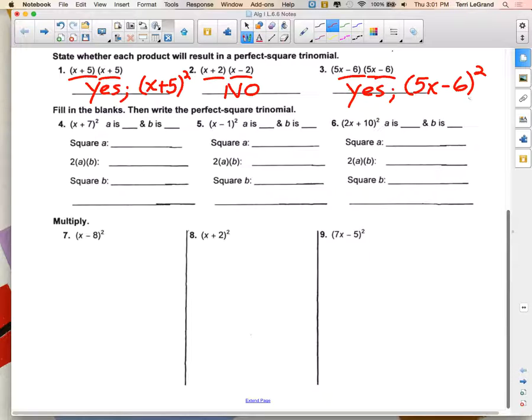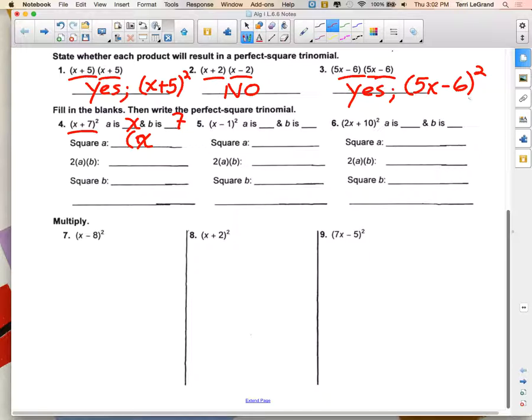So we have a binomial times itself here. The first thing we're going to do is identify what's our a value and what's our b value. Because our model, remember, goes a squared, this one's got addition, so plus 2ab plus b squared. So what is our a? X. What is our b? 7. So we're going to square our a.